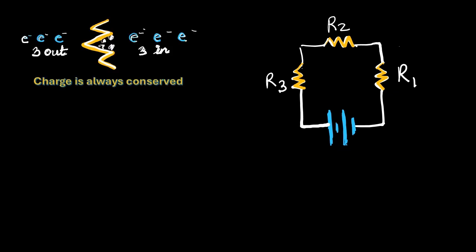So in summary, all our initial thoughts which made us predict that the current would be different in different sections had some conceptual inaccuracies. We had some misconceptions. We initially thought that charge might get used up in the circuit, but that cannot be the case because charge is always conserved. We also thought that perhaps because of the variations in the resistance, there would be differences in the current in different sections of the circuit.